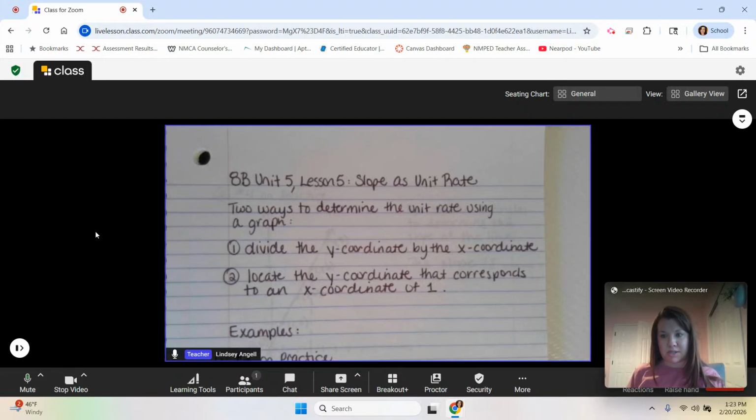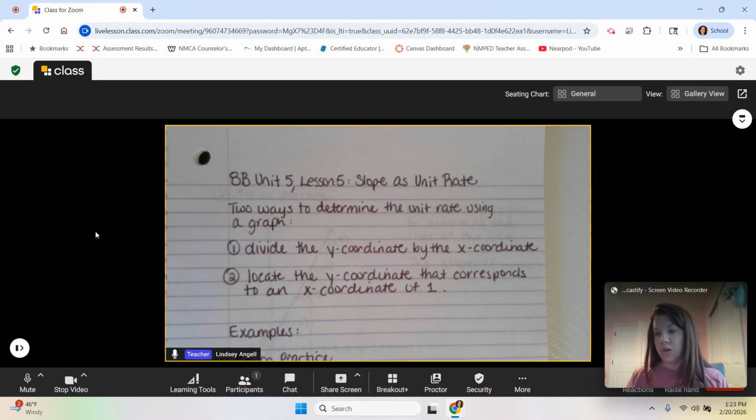Okay, so let's think about two things. One, we've learned about slope, that's how steep a line is. We've also learned it as rise over run, or the change in the y values over the change in the x values, right? We've talked about it in a lot of different ways. But another way we can think about it is the unit rate, okay?